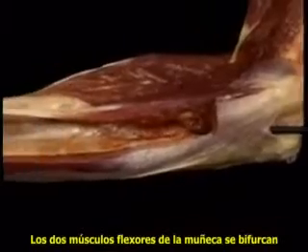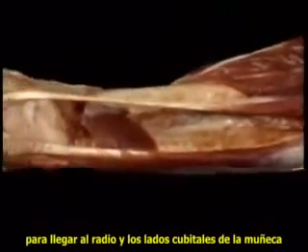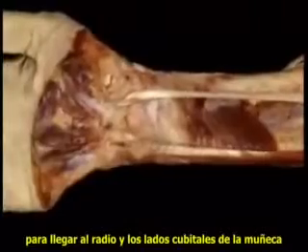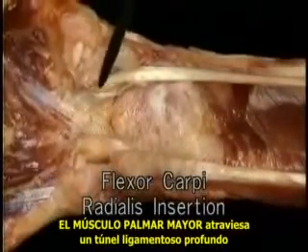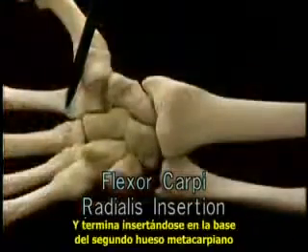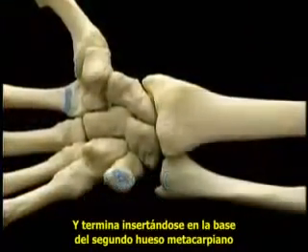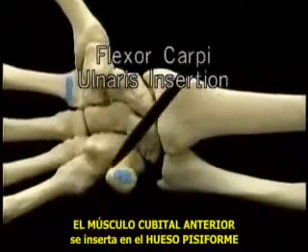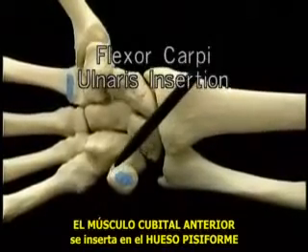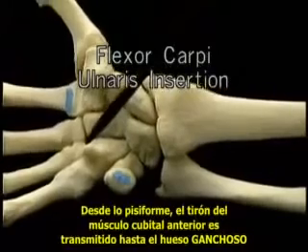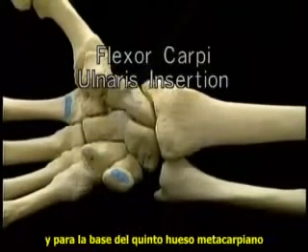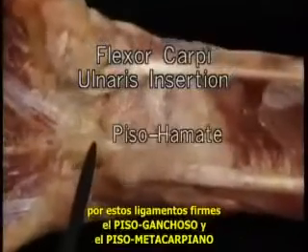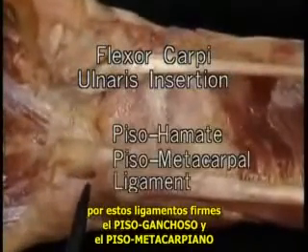The 2 wrist flexors diverge to arrive at the radial and ulnar sides of the wrist. Flexor carpi radialis passes through a deep ligamentous tunnel and ends up inserting on the base of the second metacarpal. Flexor carpi ulnaris inserts on the pisiform bone. From the pisiform, the pull of flexor carpi ulnaris is transmitted to the hamate bone and to the base of the 5th metacarpal, by these strong ligaments, the pisohamate and pisometacarpal ligaments.